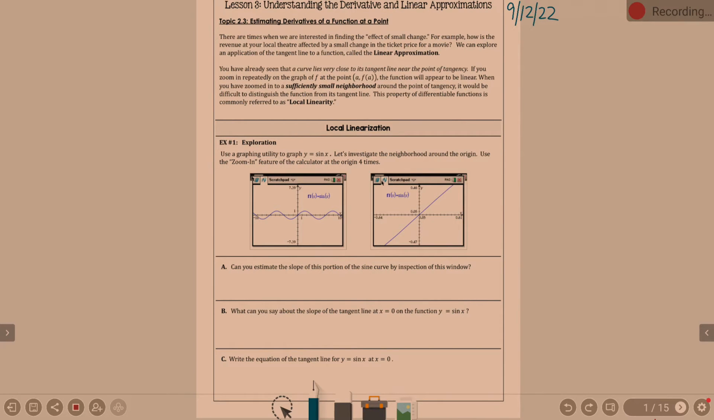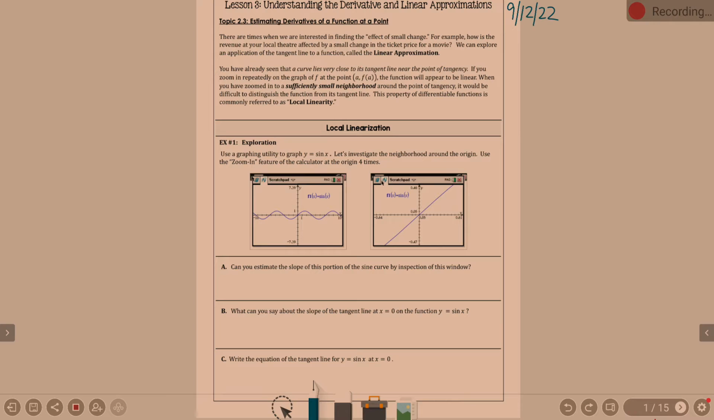Okay, lesson 3, understanding the derivative and linear approximations. Do you guys feel like you've seen some of the same stuff between lesson 1 and lesson 2? You're still going to be seeing some of the same stuff. Yes, we're going to go a little farther with it, but it's a matter at this point of trying to get all the connections made for you. Okay?